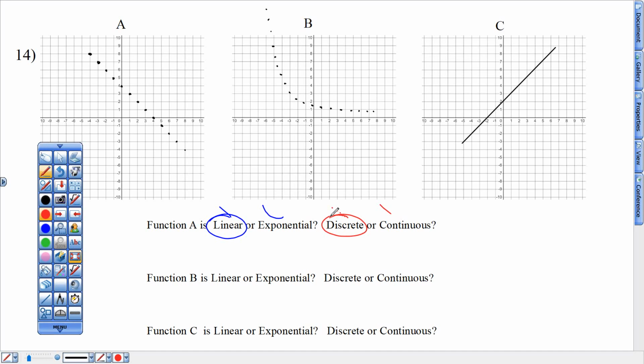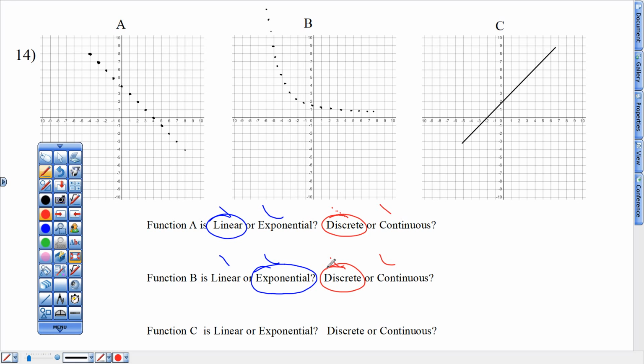All right, next one in the middle, B. First category, straight or curvy. It looks like definitely curvy, so this one's going to be exponential. It's not straight. And then next category, of course, is it dots or is it a line drawn through the dots? And I can clearly see dots again. So this is discrete. Exponential data in that exponential pattern, that J curve, but dots, discrete.